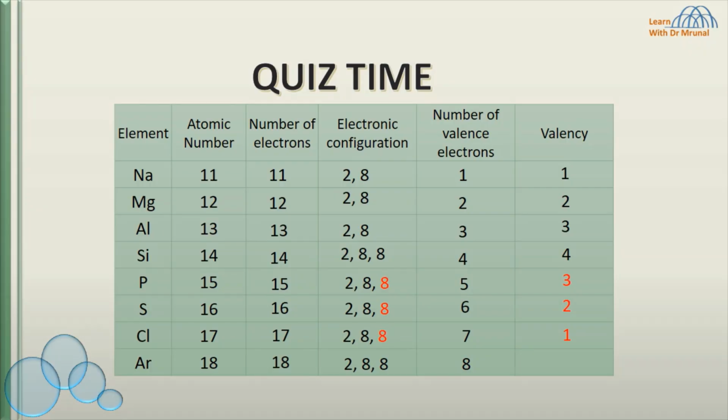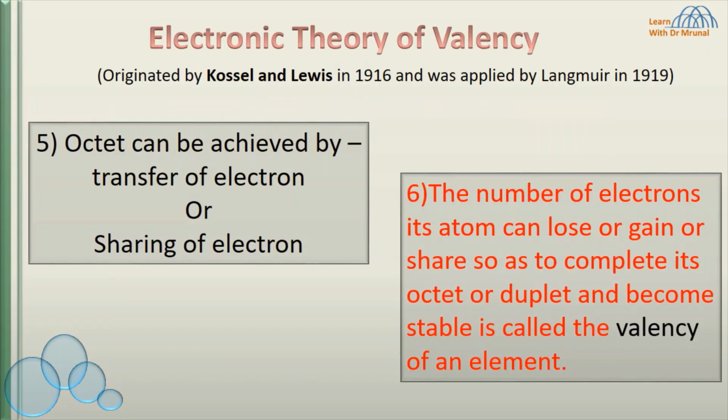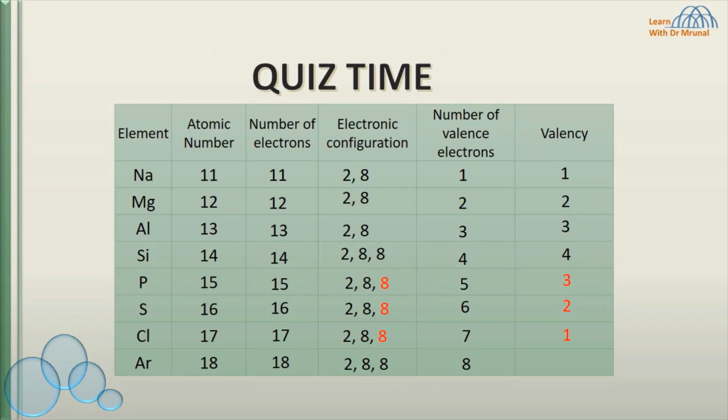So what is the valency? Valency of any element is the number of electrons its atom can lose or gain or share so as to complete the octet is called valency. In case of argon, its octet is complete, so its valency is 0.